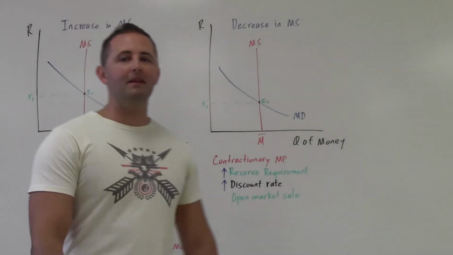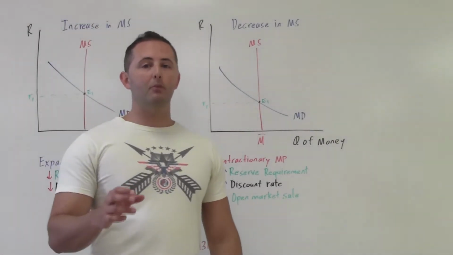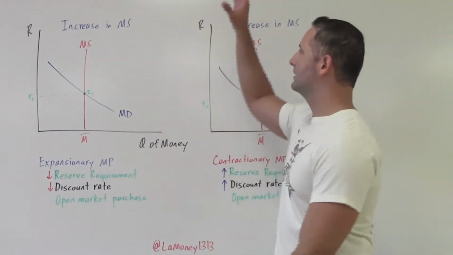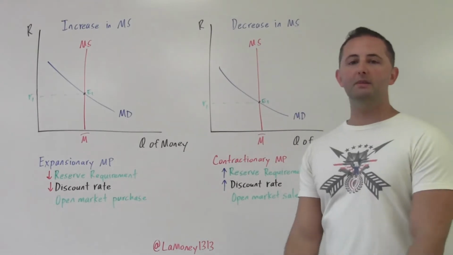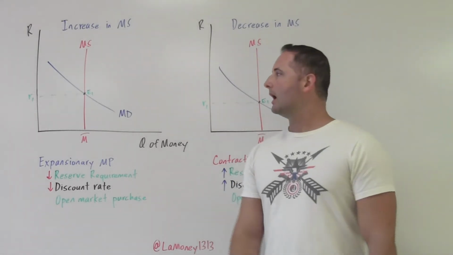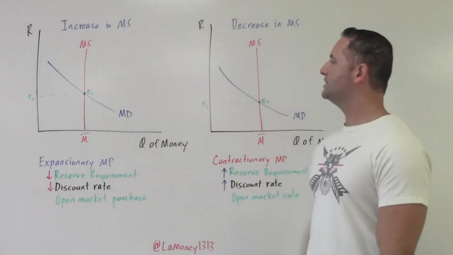Alright guys, looking at the money market model. This time we're going to be looking at changes in the money supply. So we have increase and decrease. Again, we're going to start both of them in just a basic standard equilibrium. So we've already gone through changes in money demand.